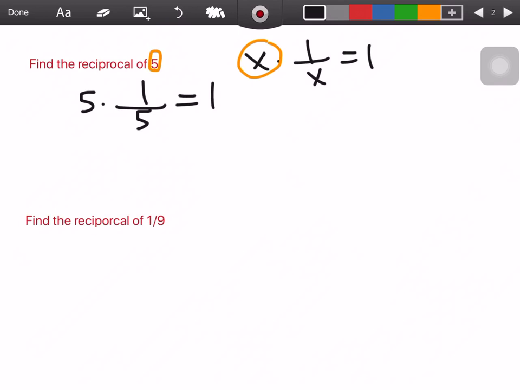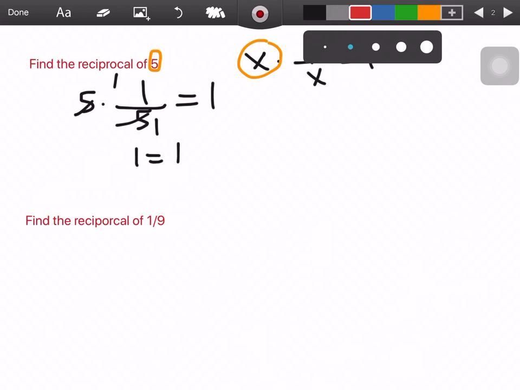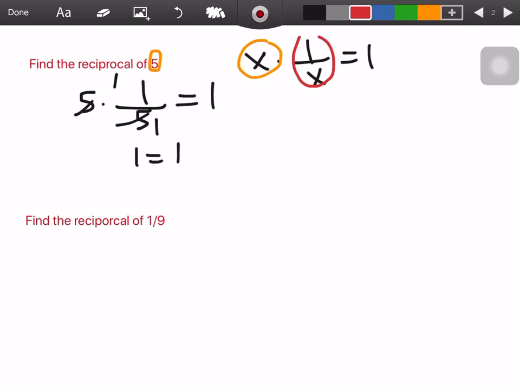You can check: 5 times 1 divided by 5 gives you 1. Therefore, 1 is equal to 1, and our reciprocal, which is the number we flipped, is always going to be this part here. So our reciprocal is 1 over 5.